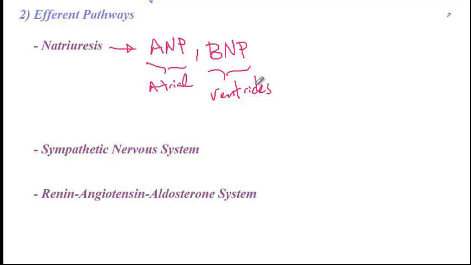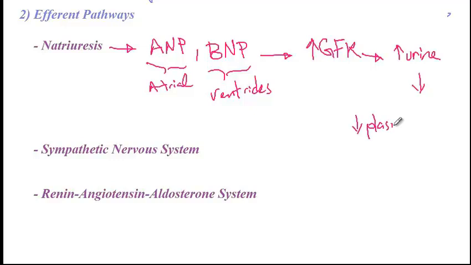So once these natriuretic peptides are produced, they would act directly on the renal system in order to increase the glomerular filtration rate, as a consequence of which so much of the blood filtrate will be excreted in the urine. So it will increase urine production, as a consequence of which it will decrease plasma volume.